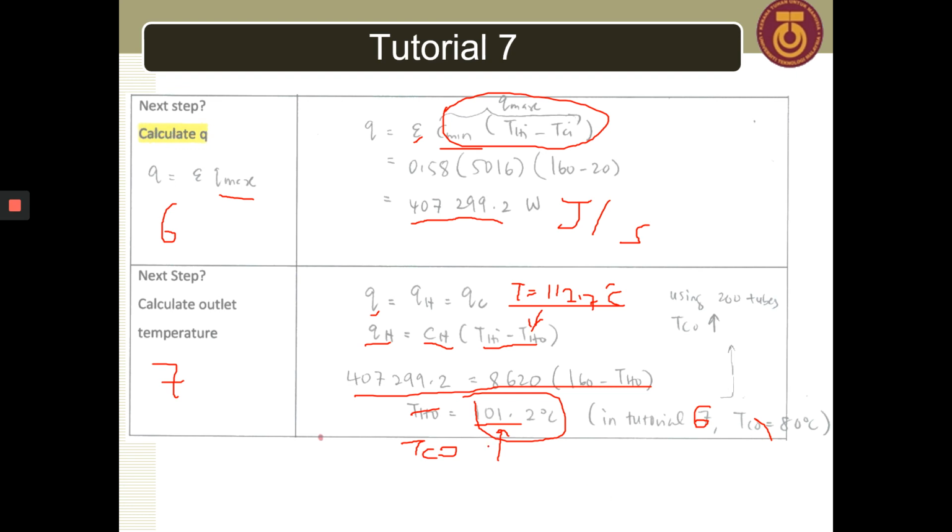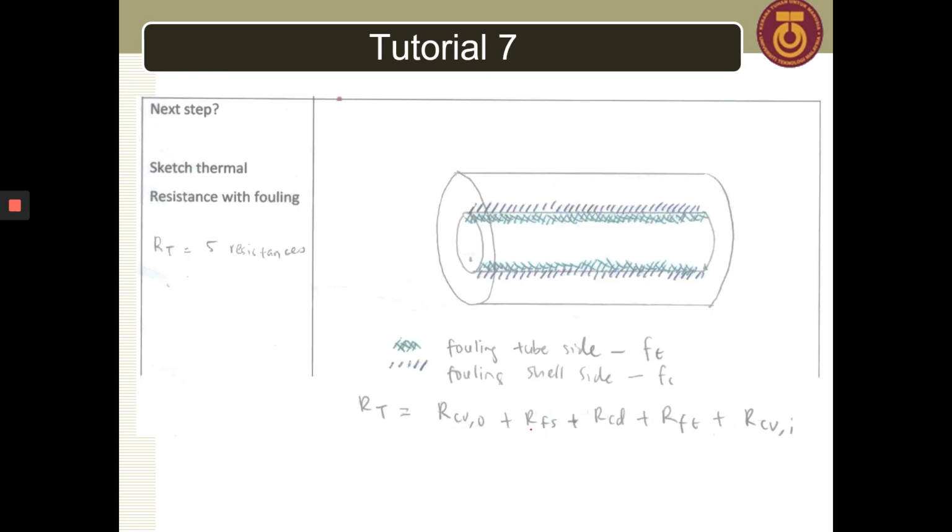So this shows that not only does it give you a higher rate of heat transfer, but it also increases the outlet temperature of the cooling fluid. From tutorial 6, the outlet temperature of the cooling fluid was 80 degrees. So when you use 200 tubes, you increase it to 101.2 degrees C.